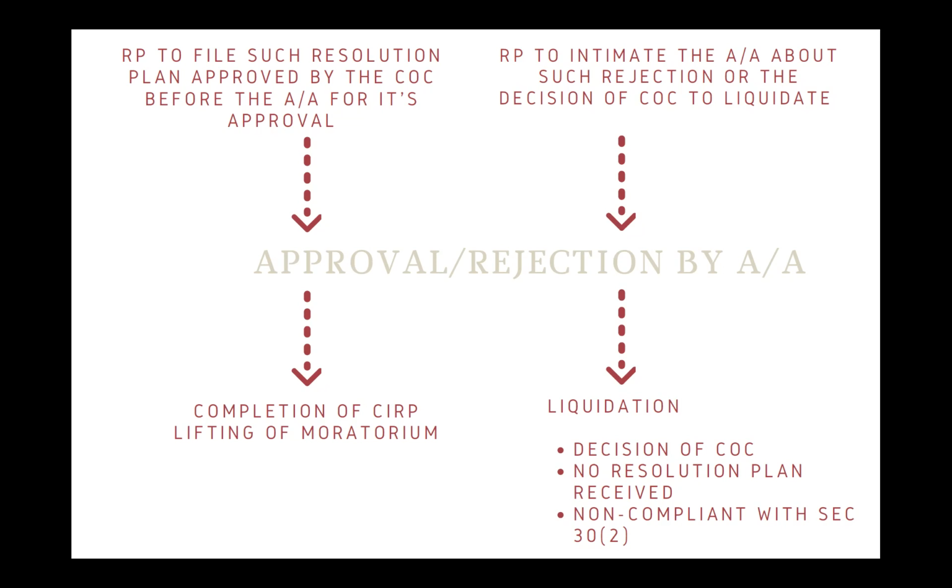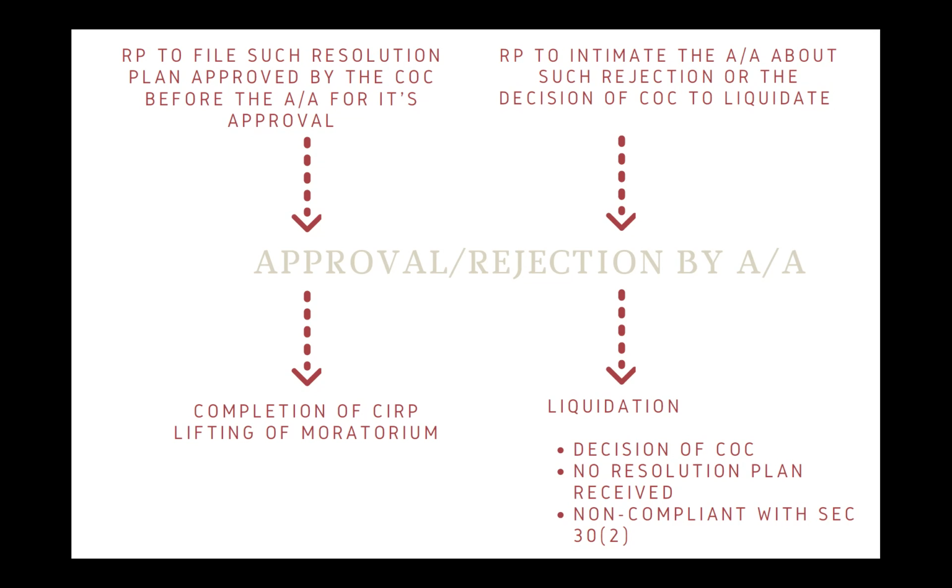Similarly, on the parallel other side, where a COC has rejected a plan, or where the COC approved but an adjudicating authority rejected a plan, what happens? It ultimately leads to liquidation. So under liquidation, you need to remember that there are three cases. But before I go further, what is a liquidation?